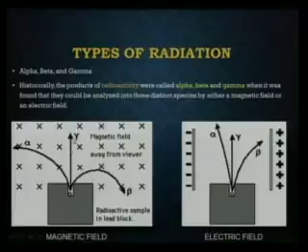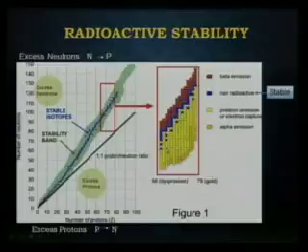One did not change direction at all from the source. The other was deflected to one side, and the last was deflected to the opposite side. So she knew that there was one that did not have charge, one that did have a positive charge, and one that did have a negative charge. So she named them alpha, beta, and gamma. So that's how we get our alpha, beta, and gamma radiation.